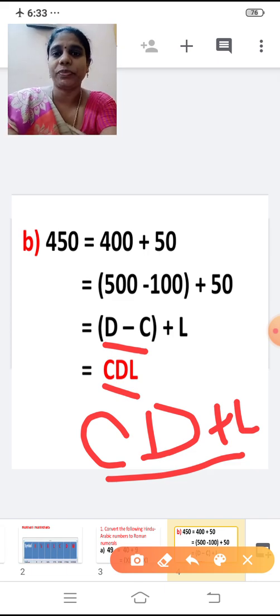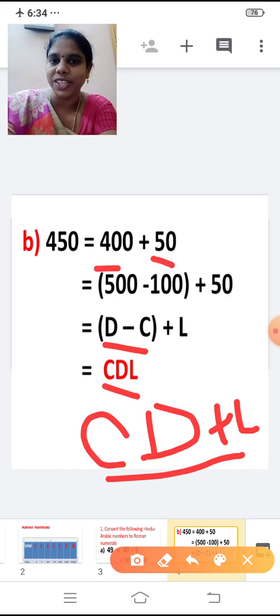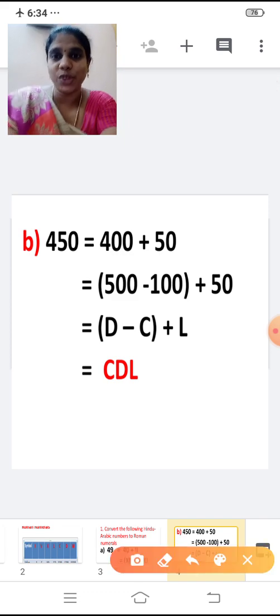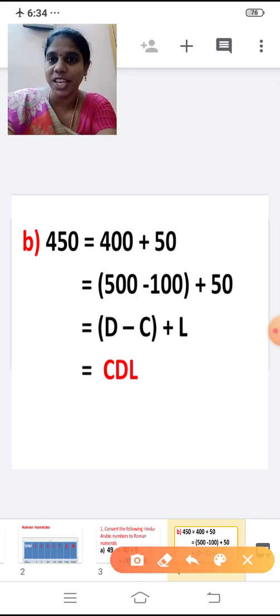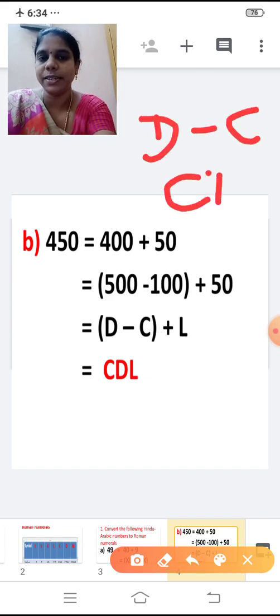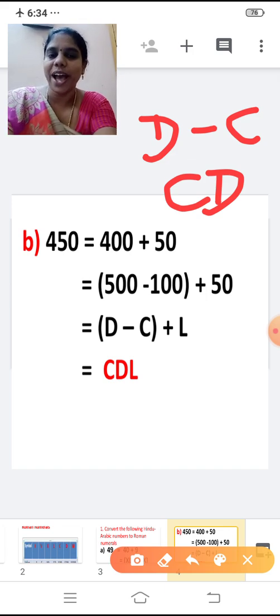I'm repeating it one more time. 450. Write in the expanded form: 400 plus 50 plus 0. No need to write that. So 400 plus 50. Then 400, how to write 400? 500 minus 100 plus 50. What is the Roman numeral for 500? D minus, what is the Roman numeral for 100? C, plus L. Okay, when will you subtract the Roman numeral? If the smaller symbol is placed before the larger one, right? So D minus C is CD, plus L. So add all together, CDL is the answer.